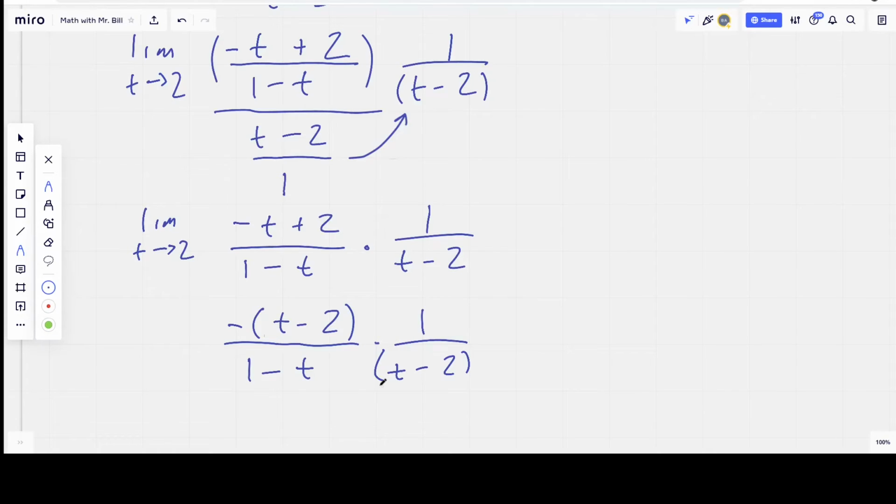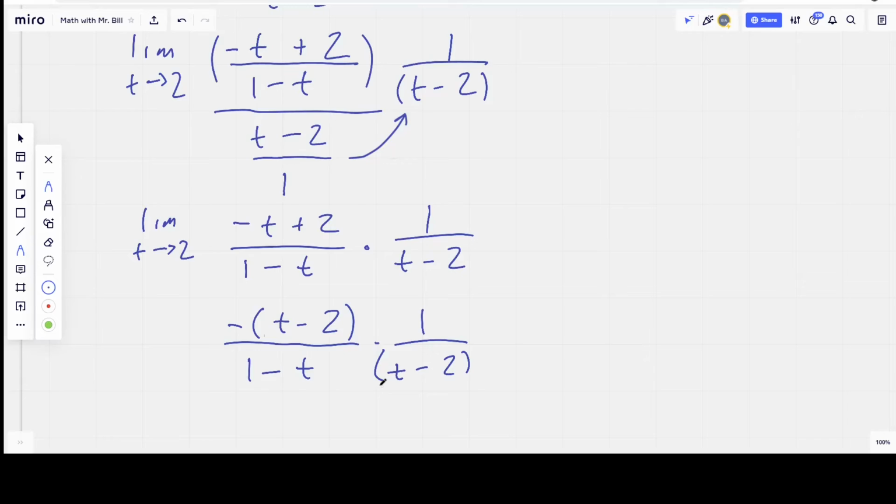And so when I plug in 2 into this, I get negative 1 divided by 1 minus 2, which is going to be negative 1 over negative 1, which is going to be 1. So the slope of the function at 2, negative 2 is going to be 1. And we write that out. We can use the prime notation here. So f prime at 2 is going to be equal to 1.